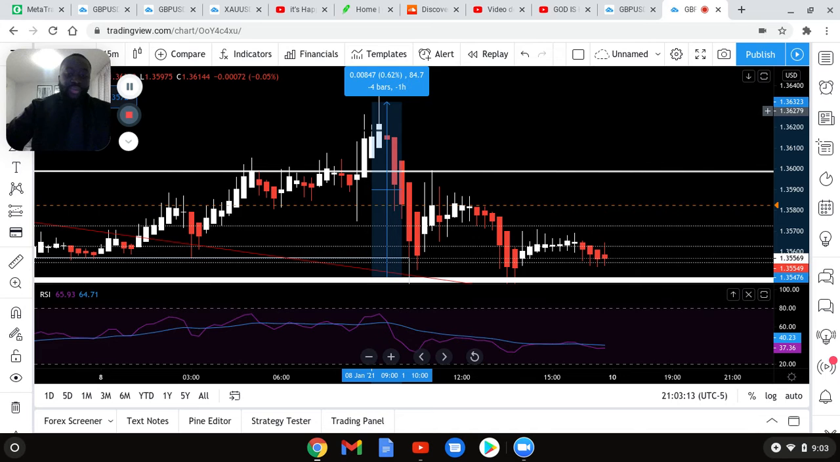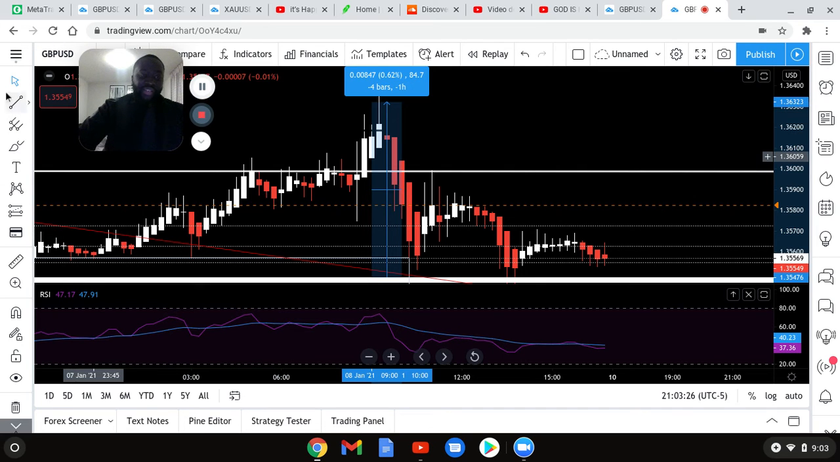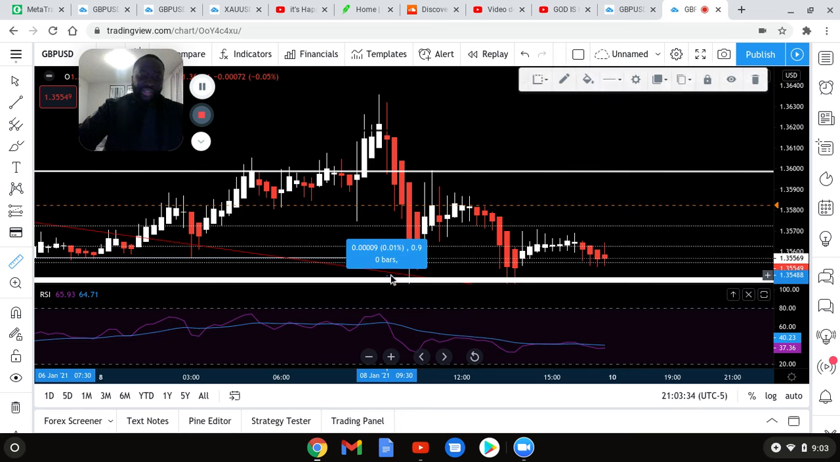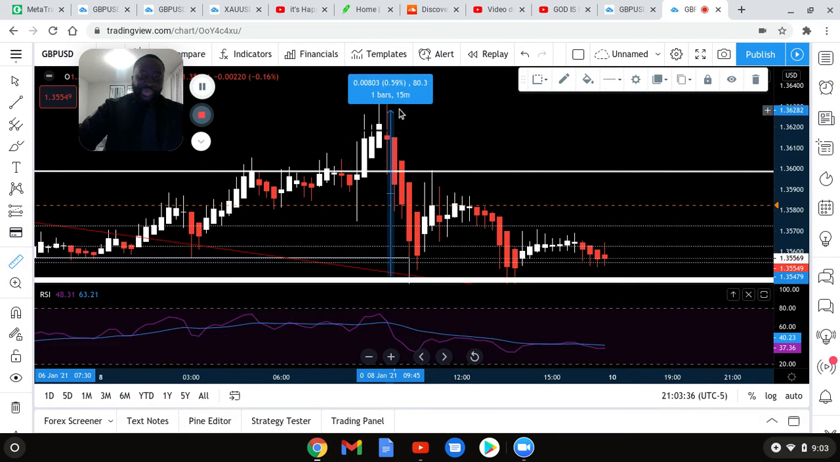Okay, so this is just to show you guys about the pips, what they're used for, and how you can use it on TradingView. Like I said, you go to the left tab, you click the ruler. Let me do it again, so maybe you might have forgotten. Okay, let me start again. You go to the left side, you click the ruler, you come down here where you predict it's going to drop, click it, and you pull it all the way up to where you think it's going to start from.